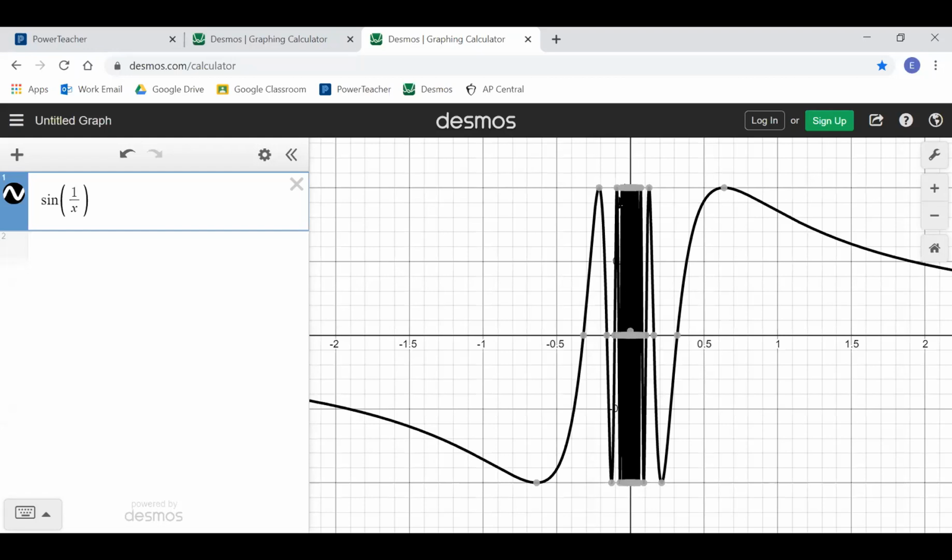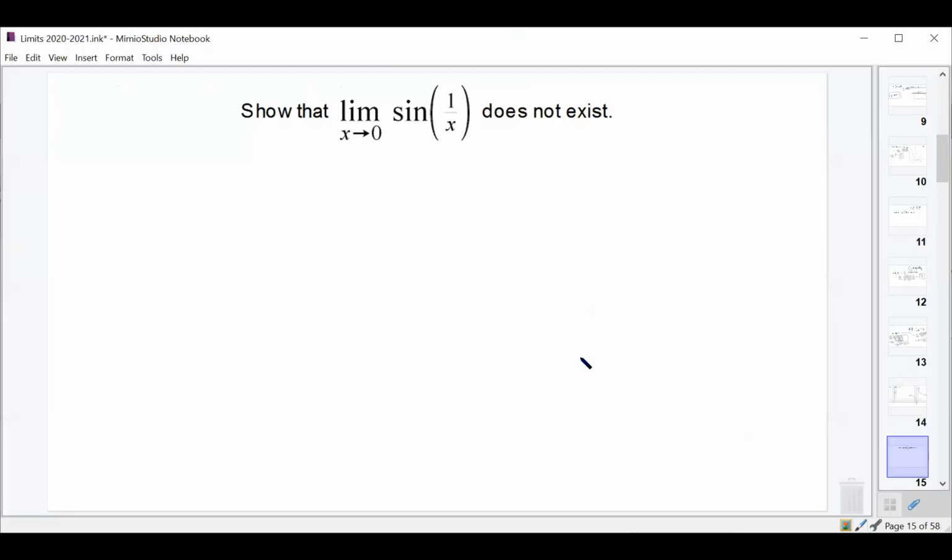No. If we go up to 1 and back down to -1 and back up to 1 and back down to -1, I'm not getting closer to any one particular number as I get closer to x equals 0, am I? No. So any ideas on how we could prove that this oscillates back and forth infinitely?